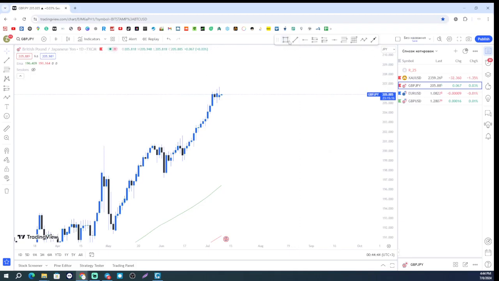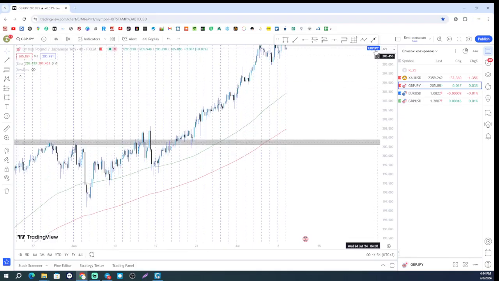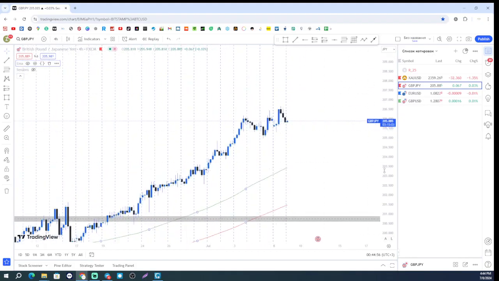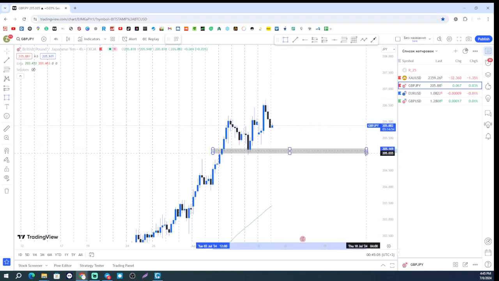On the daily time frame, what I'm looking at is this zone, very simple. And on the 4 hour, I'm going to look just like that. Let's see. Just to be safe, I would enter here.